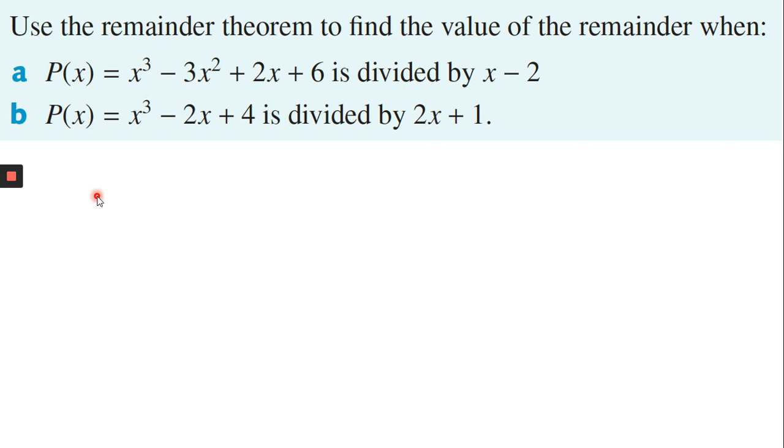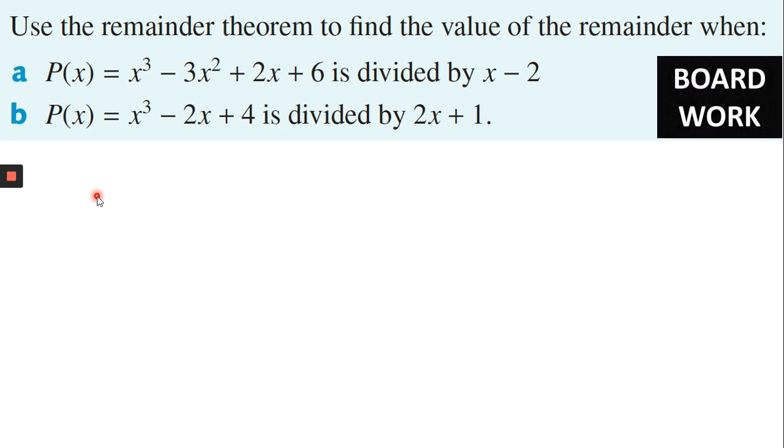A couple of questions. We're going to do a bit of board work, so this is what you need to write down. I've had a go at trying to do board work without us having the board here. Let's see if it works. Because we've got an x minus 2, we're going to have to work out what p of 2 is. So p of 2 is going to be 2 cubed minus 3 times 2 squared plus 2 times 2 plus 6.